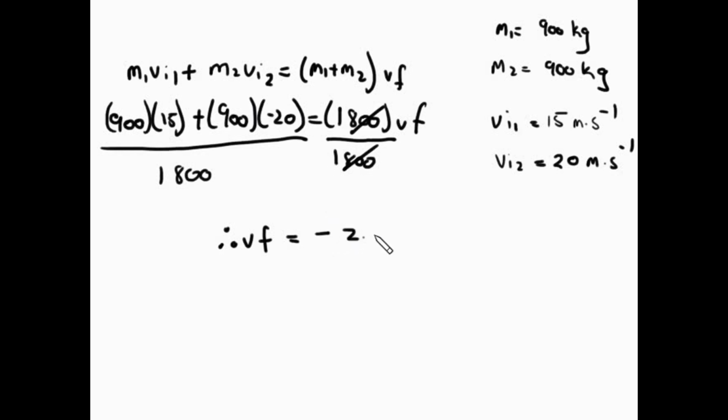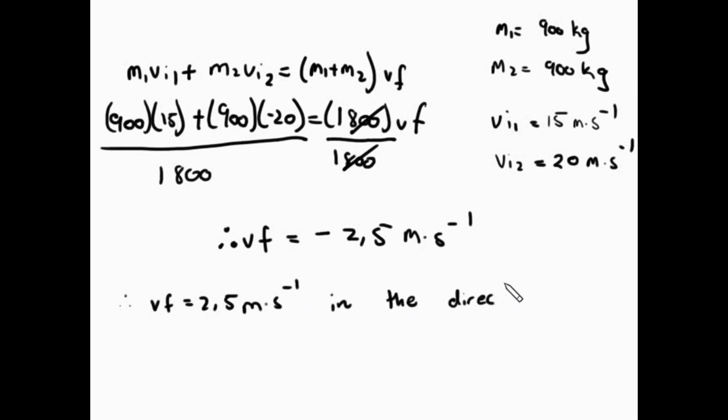negative 2.5 meters per second. We're not done. We need to state the final, or quote the answer. So we can say, therefore, VF equals 2.5 meters per second in the direction of car 2. Or we can put 2 if we want to put the number 2 there.